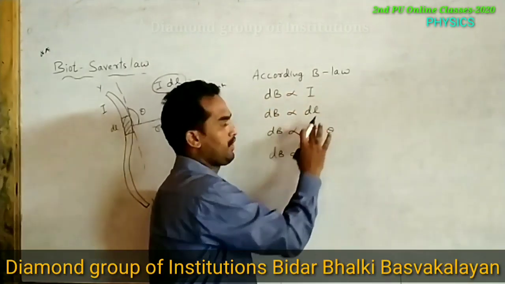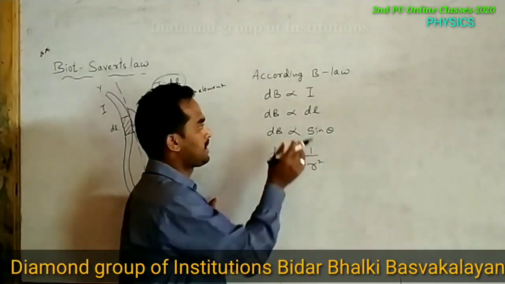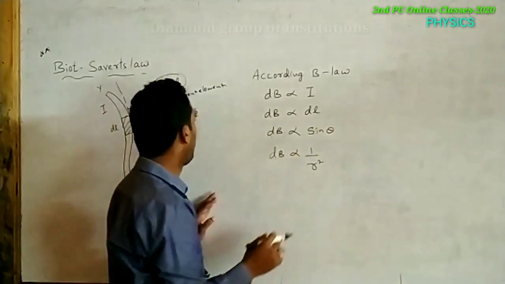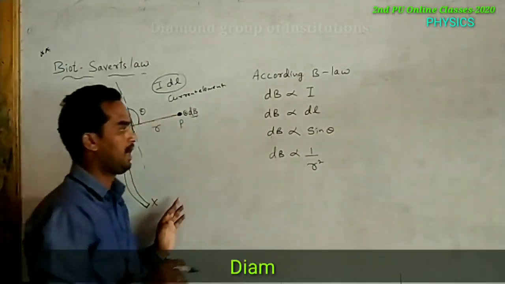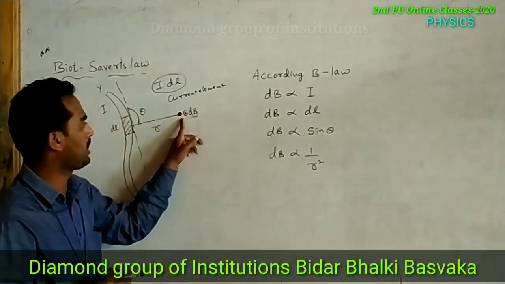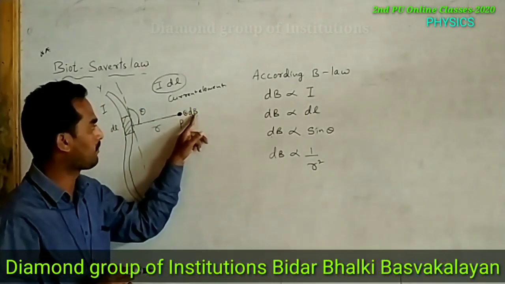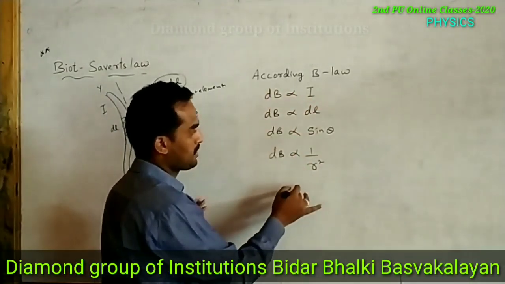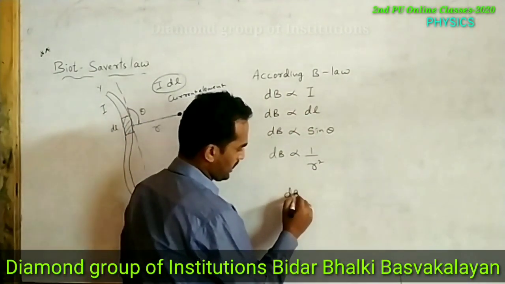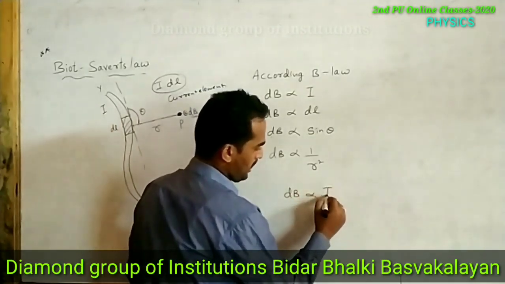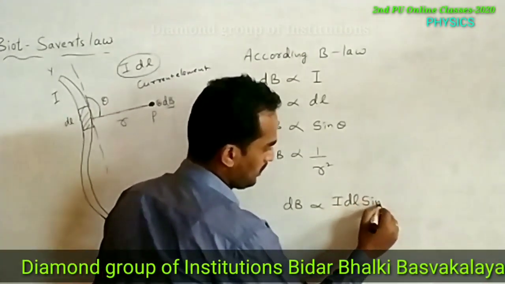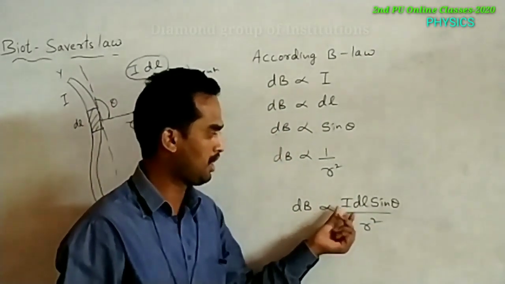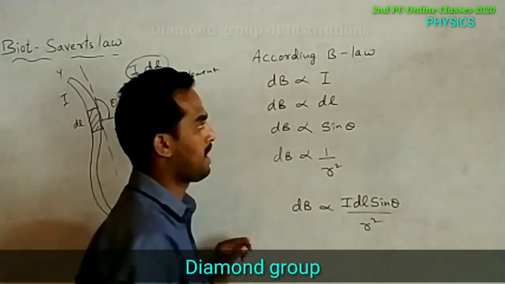And I into dl we can directly call the current element. So the magnetic field is directly proportional to the current element as well as the sine of the angle. Where is that angle? Here in the figure. And r is the distance: the point P, wherever we are calculating the magnetic field, is at a distance r from the element. If you combine these four relations, we write dB proportional to I dl sine theta divided by r square.